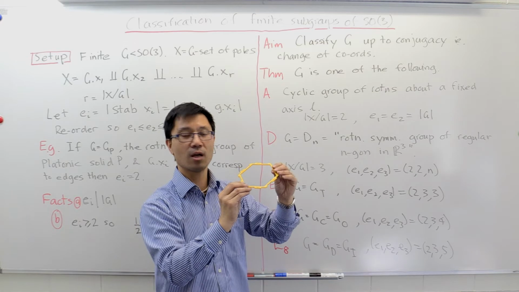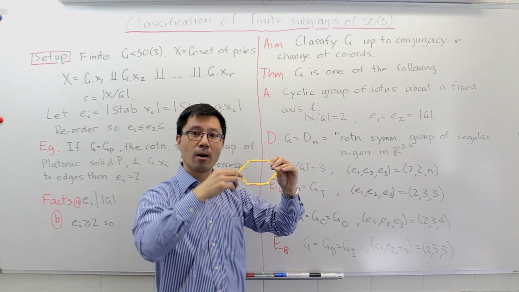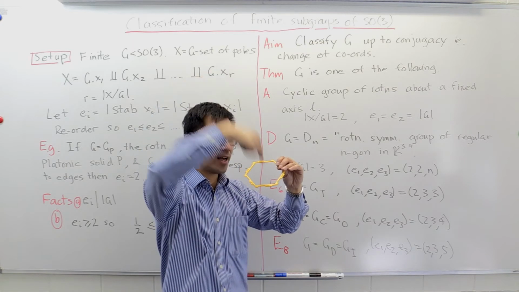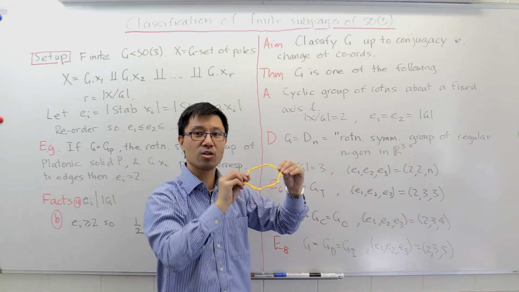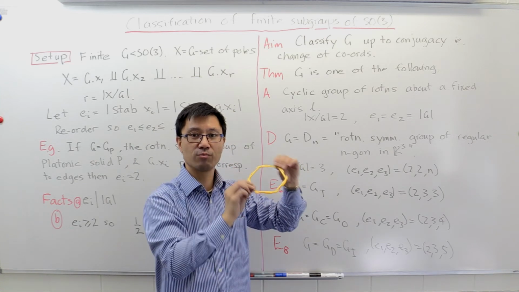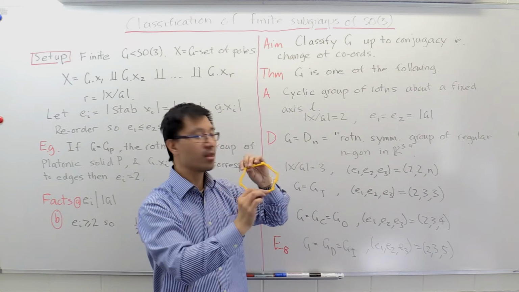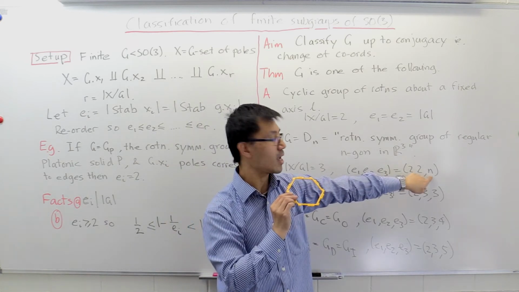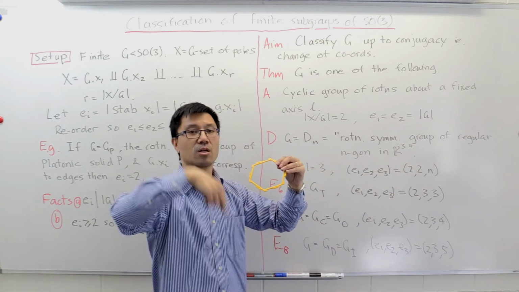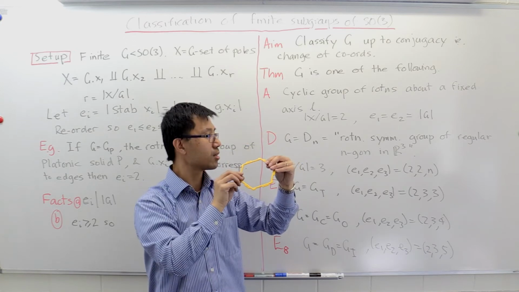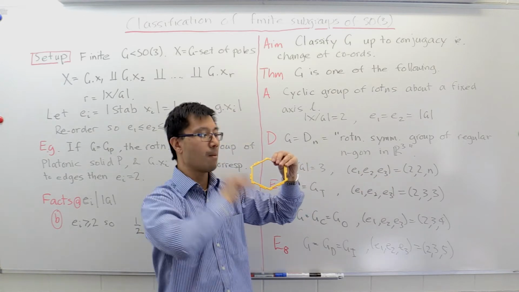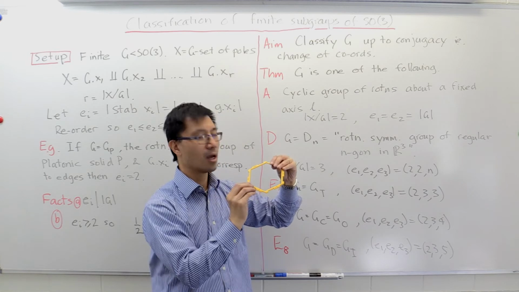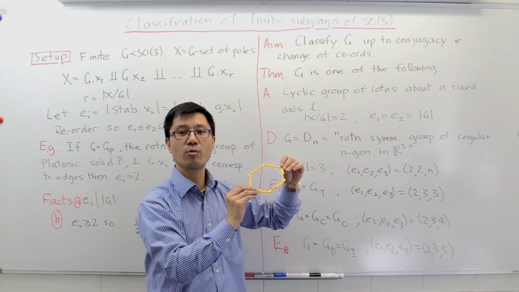So firstly, you can look at axes which go through the midpoints of the faces. And so there'll be the usual rotations that you see of this regular n-gon, and there'll be n of them. That corresponds to n here. So that's that cyclic group of rotations. That's going to be the stabilizer of these 2 poles. And then what other rotations do you have?